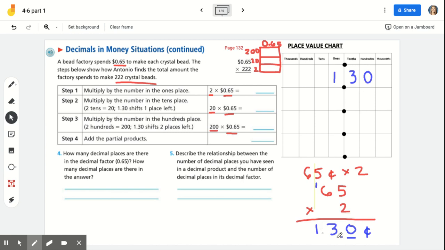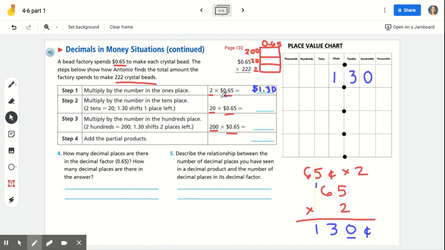$1.30 is the same as 130 cents. Do you have that? Okay, keep that in your place value chart, and let's also transfer it into our book. 2 times 65 cents gives us $1.30 or 130 cents. Step number 2, multiply the number in the tens place. So we're multiplying now 20 times 65 cents. And then in parentheses, they have that 2 tens is equal to 20. And that $1.30 or 130 hundredths shifts one place to the left.